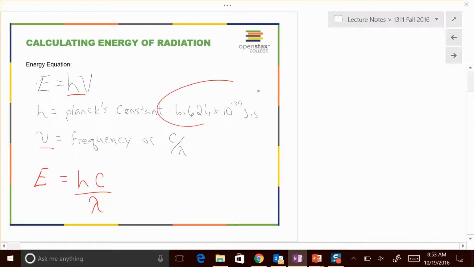And that's because this is Planck's constant. 6.626 times 10 to the negative 34 joule seconds. Okay? So Planck's constant can be used to find that. Yes. Negative 34.